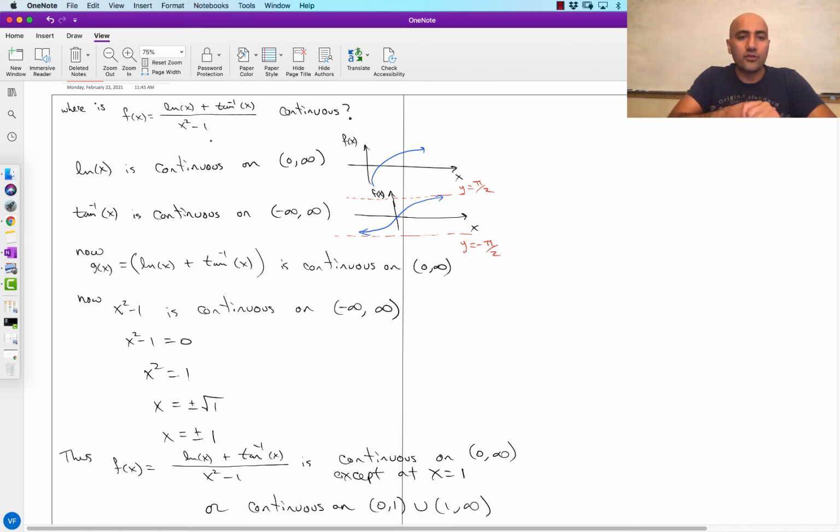Then one way to answer that question is to notice that this ugly looking function here is made up of several smaller, simpler to deal with functions. There's an ln function, a tangent inverse function, and a polynomial. And we are told that we can add, subtract, multiply, divide known continuous functions, and that the output would also be continuous as long as we're within the domain of the functions.